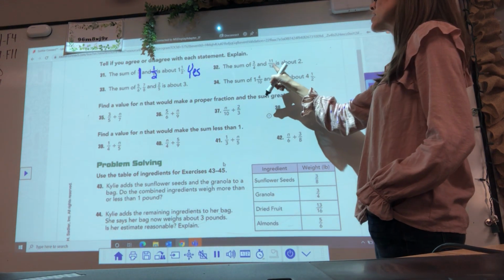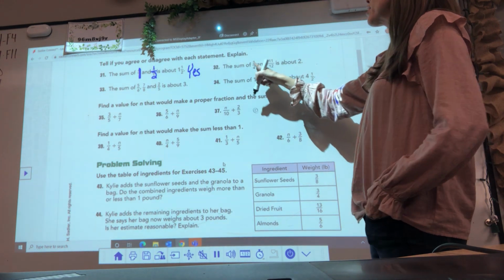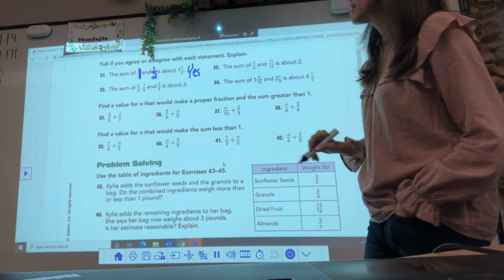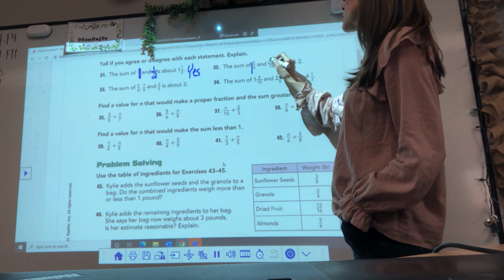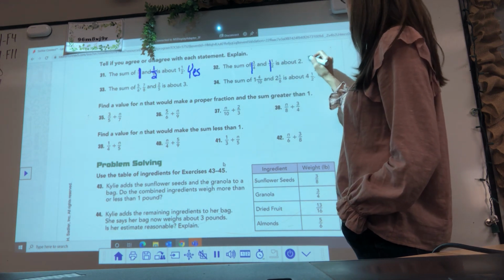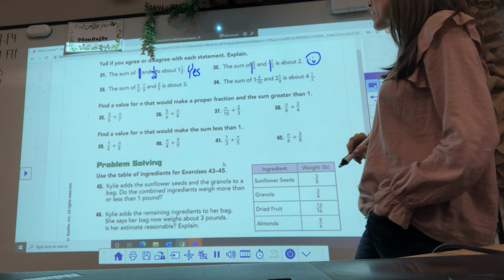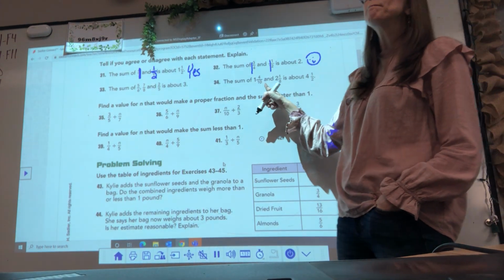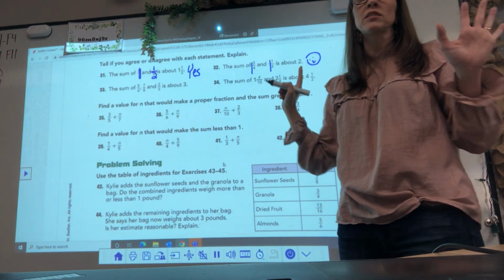The sum of 3/4 and 11/12 is about 2. All right, 3/4 is about what? And 11/12 is about 1, so it's about 2. Yay. Yes. We're going to say we agree. Whoa, look at this one. We got mixed numbers now, so let's pay close attention.